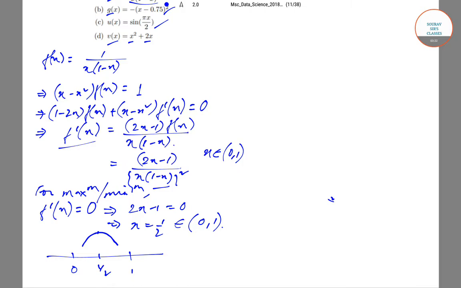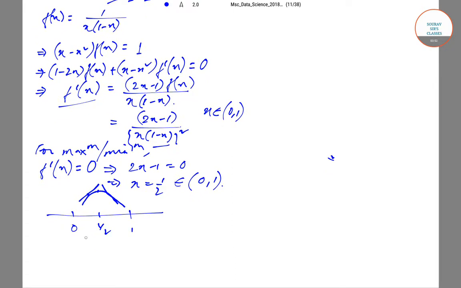That means that if x is less than 1/2, the slope of the tangent at any point will be upward sloping, and after x = 1/2, it will be downward sloping. So if f'(x) is positive when x is less than 1/2, and f'(x) is negative when x is greater than 1/2, then we can say that f(x) is a maximum at the point 1/2. The opposite case is applicable when we have a minimum at x = 1/2.